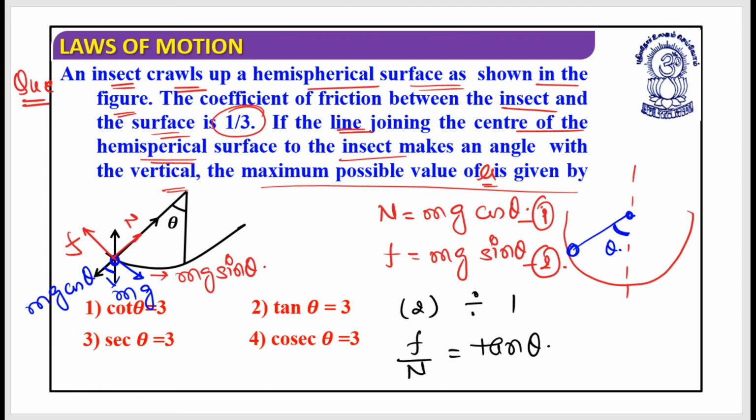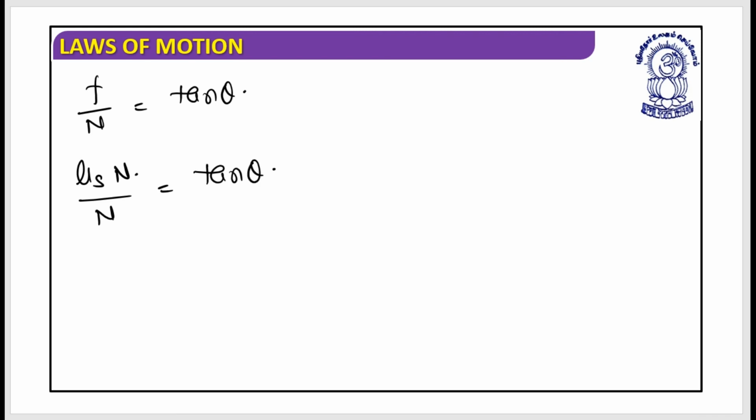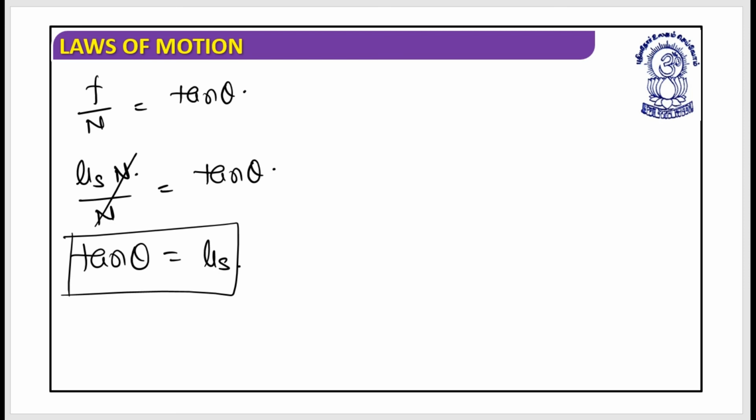So if I solve this, f by n should be equal to tan theta. f could be written as mu s into n, divided by n. That should be equal to tan theta. So this n and n have gone, and that tan theta could be represented as mu s. I hope this is clear.